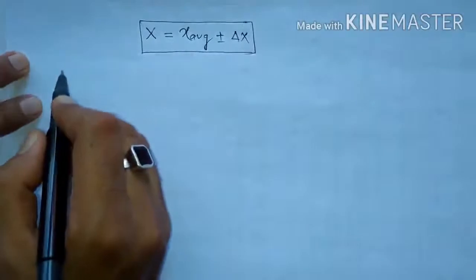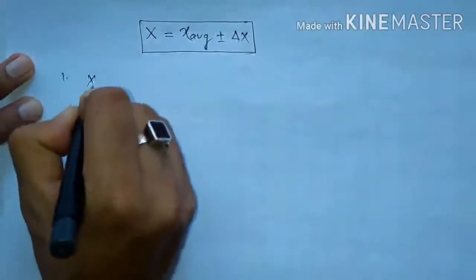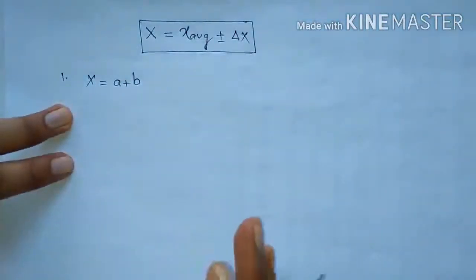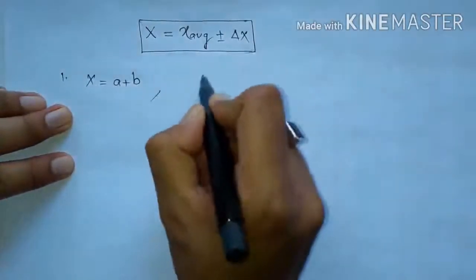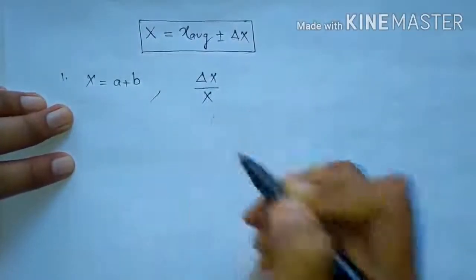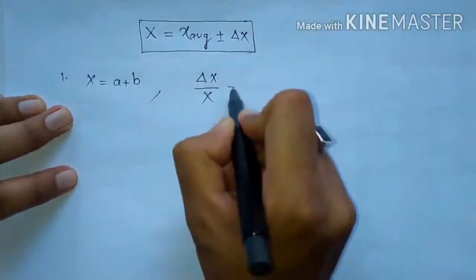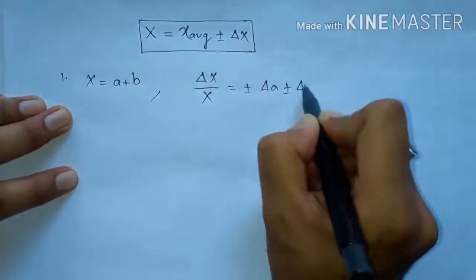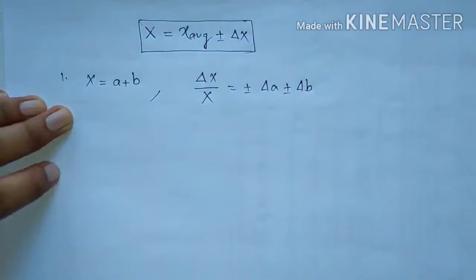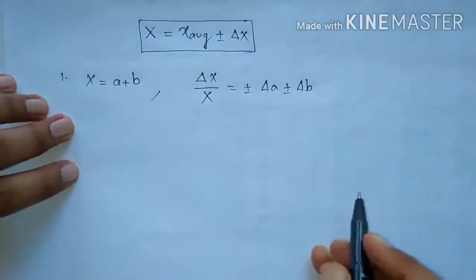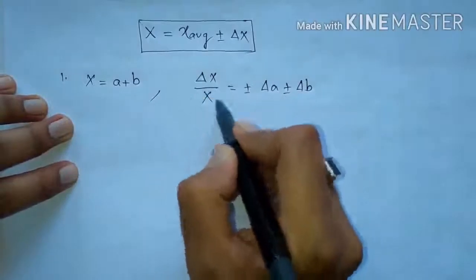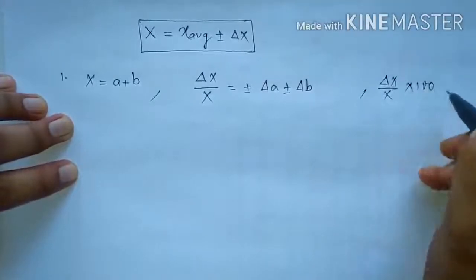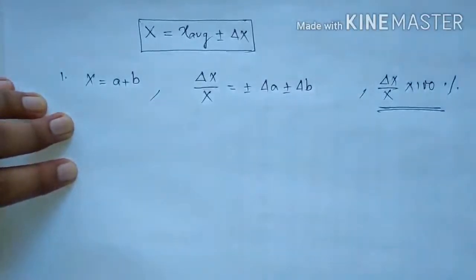Then we have discussed that if the expression of x comprises a plus b, where a and b are quantities which we can measure, then the expression for fractional error or relative error is given by delta x by x equal to plus minus delta a plus delta b. If I have to find the expression of percentage error, I just have to multiply delta x by x by 100, delta x by x into 100%. That will give me the percentage error.